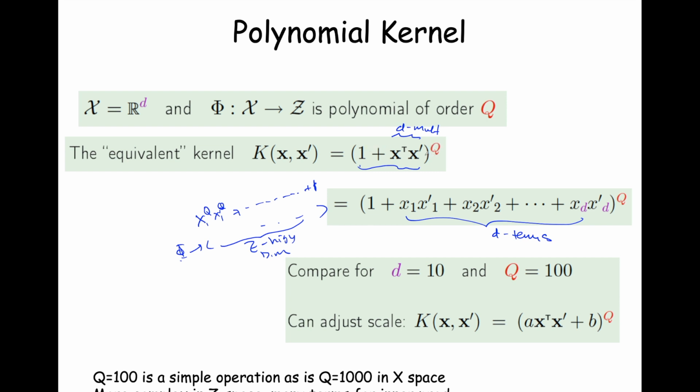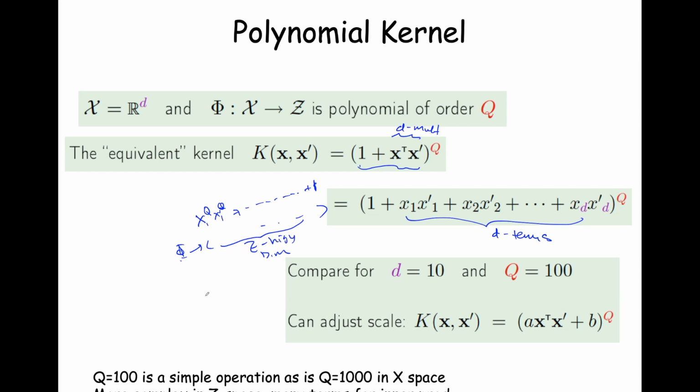that's another algorithmic step. You can also adjust the scale by just multiplying x transpose x prime by some scalar a, right, to change the way these constants and these coefficients work out. So if q is 100, it's a very simple operation in input space in this kernel. Same thing if q were 1,000. Now, if q is 1,000, oh my gosh, you'd have a 1,000-order polynomial expansion in your phi function, and now you would have a much higher complexity to do the inner product between a vector that's at least 1,000 positions and another vector, these inner products.